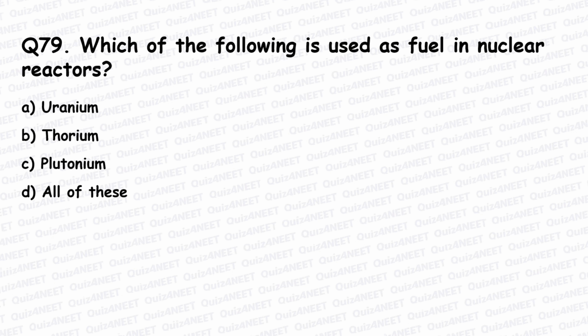Q79. Which of the following is used as fuel in nuclear reactors? A. Uranium, B. Thorium, C. Plutonium, D. All of these.